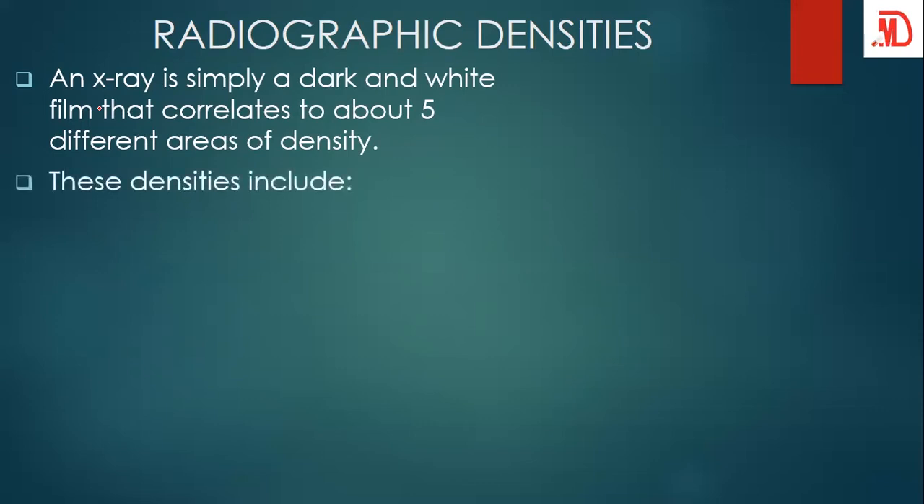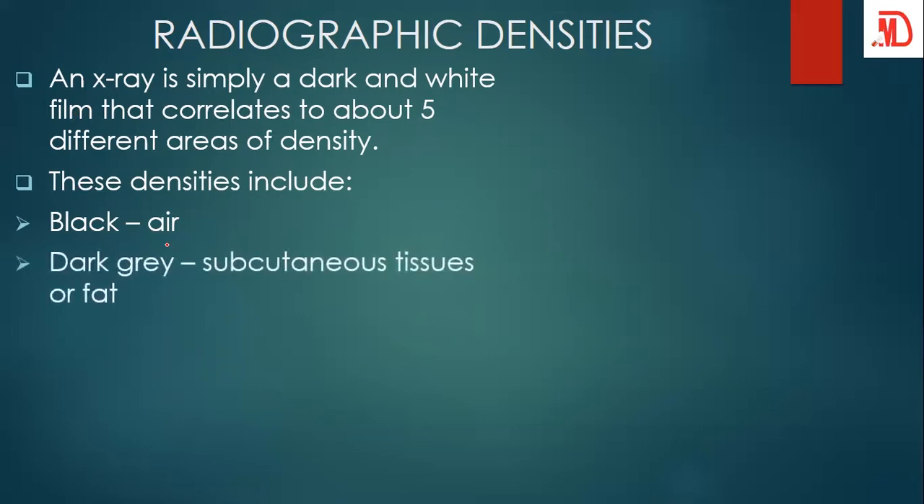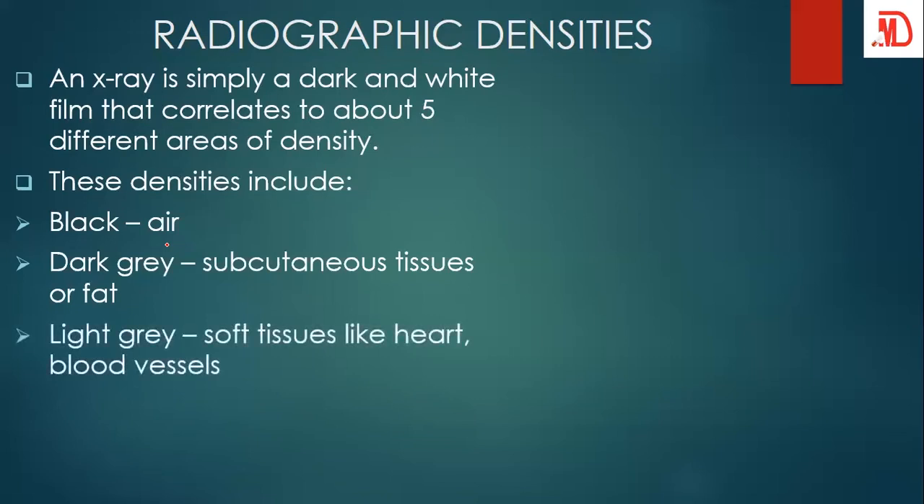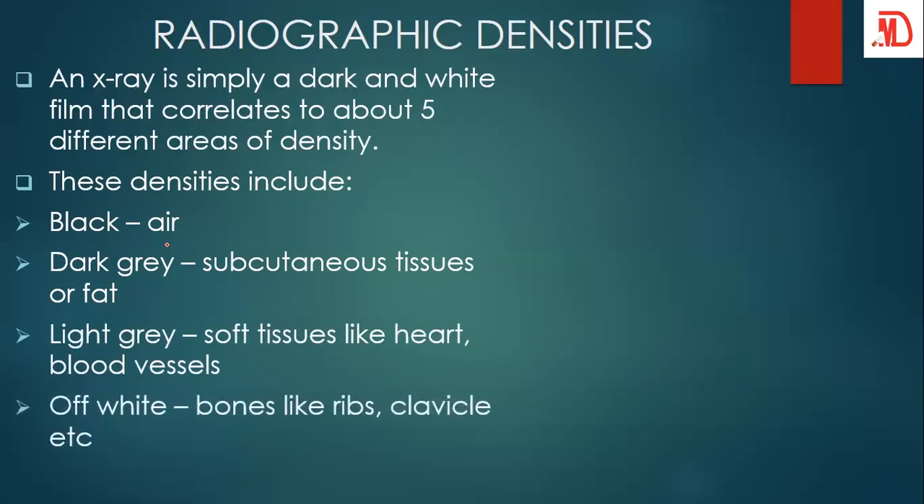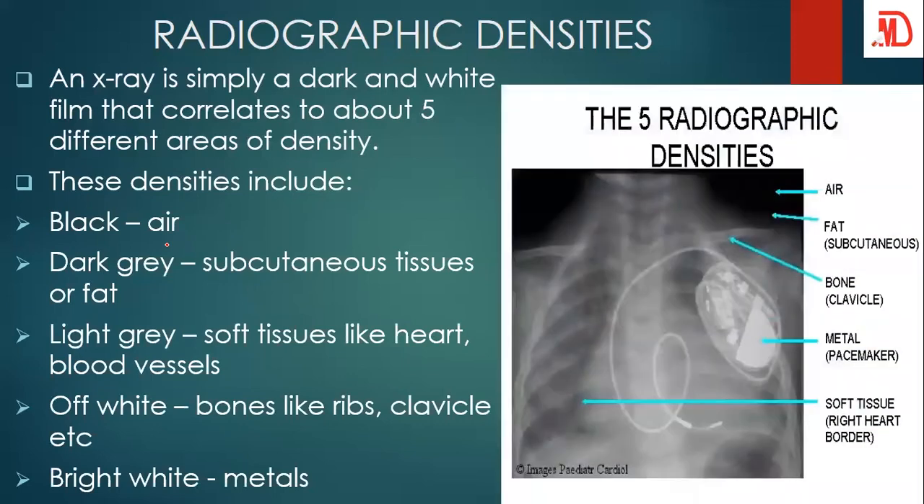Now, what are the types of densities we might be looking at? So we have black, which normally is air. When the x-ray passes through air, it will give you a black shadow or a black color. And then we have dark gray, normally subcutaneous tissues or fat. We have light gray, soft tissues like the heart, the blood vessels, and so on. We have off-white: your bones, like your ribs and your clavicle, will be seen as off-white. And then we have bright white: metals. All right, so I'll show you how it is. So you can look at it.